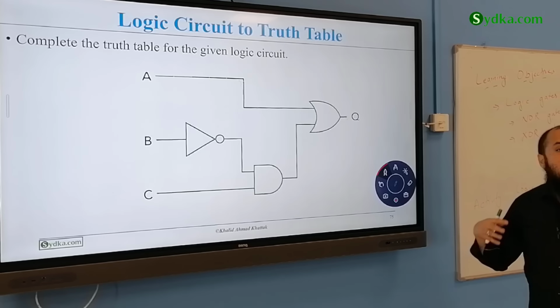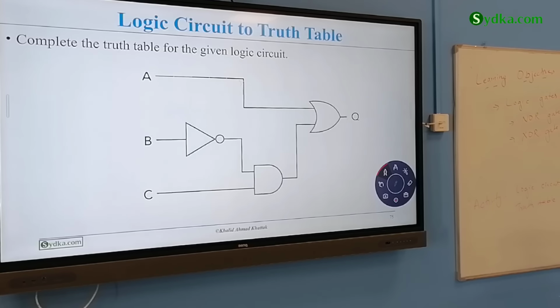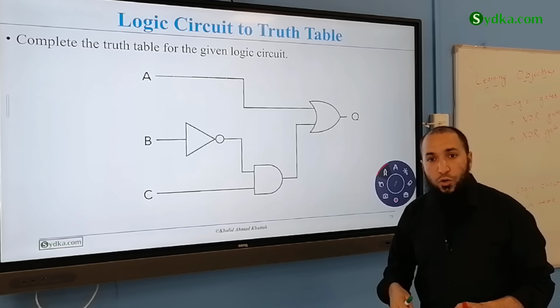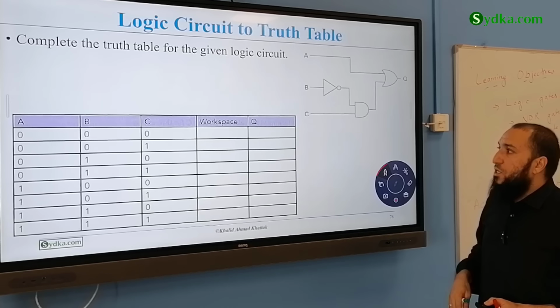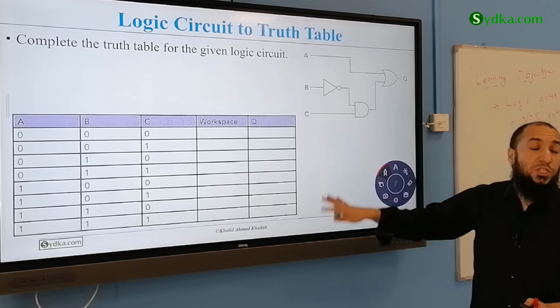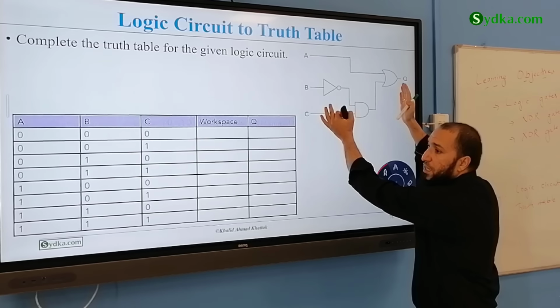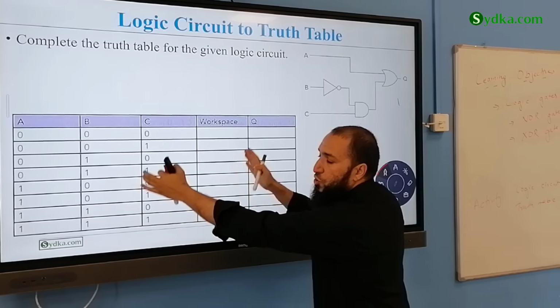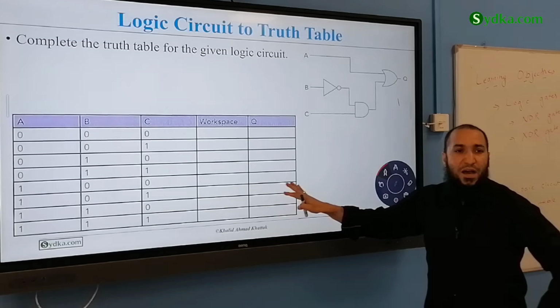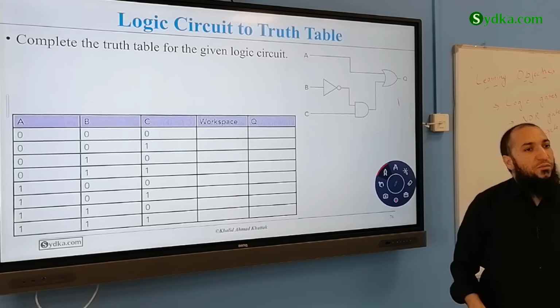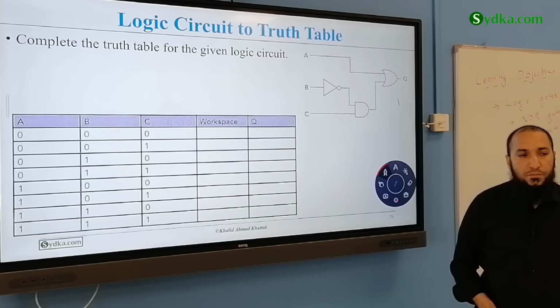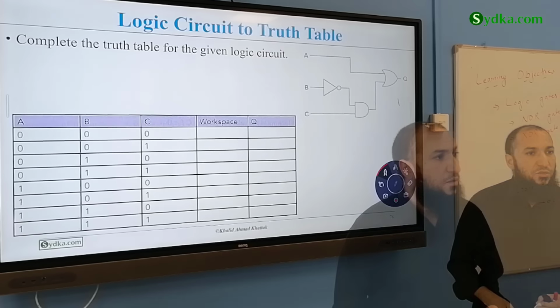Now, I'm going to help you with this first question. The second one, I'm going to give you. I want you to get your notebooks out and draw it like this. And then we will solve it together. We want to convert this circuit into a truth table. But write this first down. We're going to solve it together, one by one. Do it now, quickly, please.